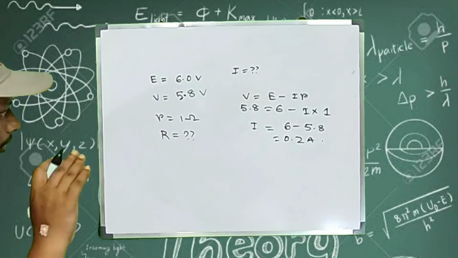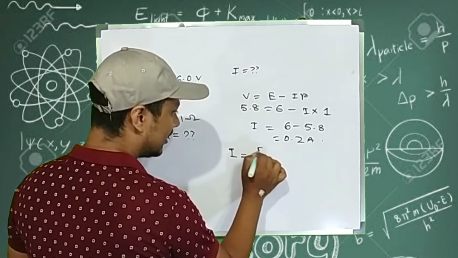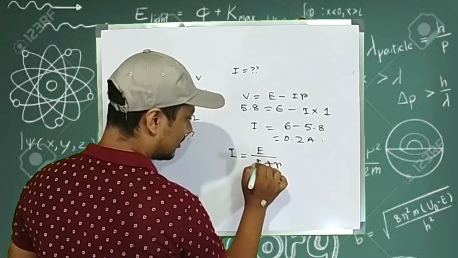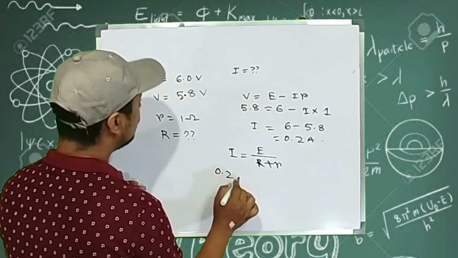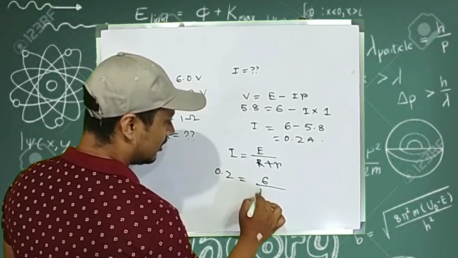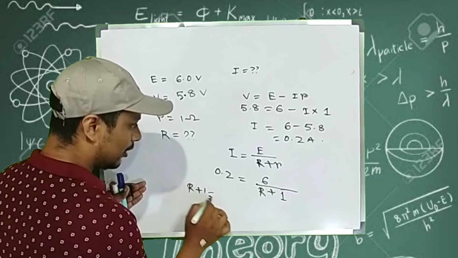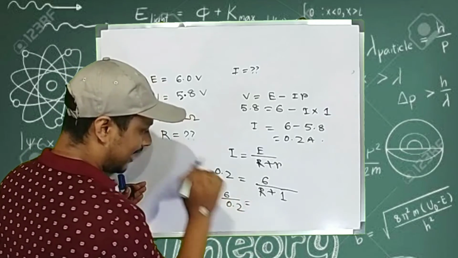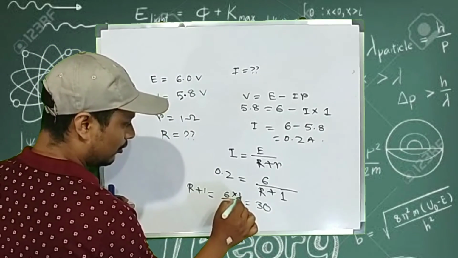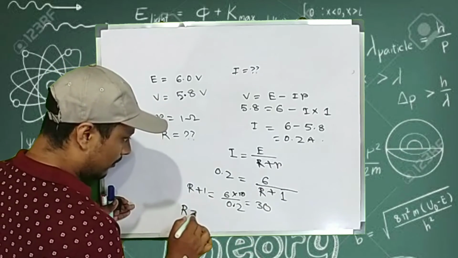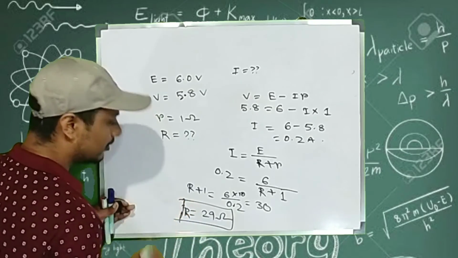So the value of the current flowing through the circuit is 0.2 ampere, and you know I is E by R plus r, where r is the internal resistance. I is 0.2, E is 6 volt, R is unknown, and r is known, that is 1. So R plus 1 equals 6 by 0.2, and that is 30. So the value of R is 29. So the value of the external resistance, that is capital R, is 29 ohm.